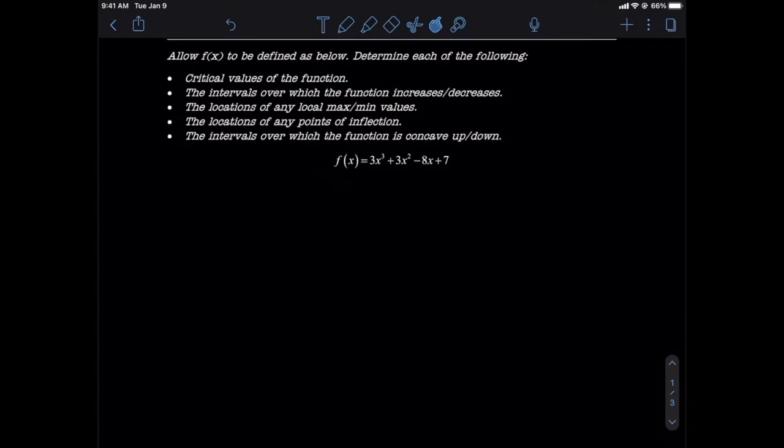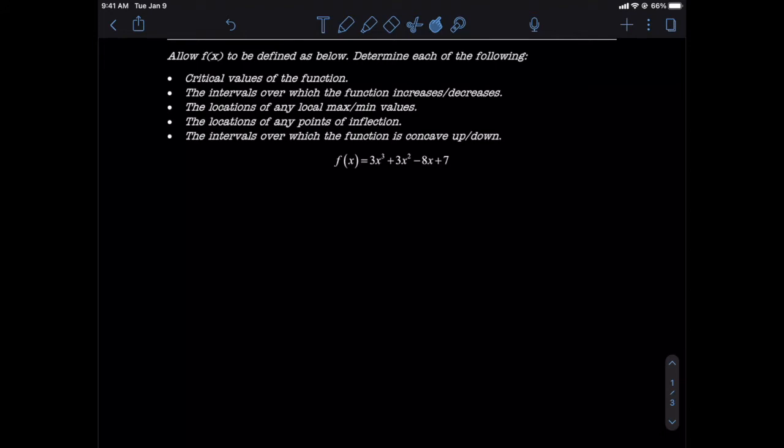So the function we're dealing with here is f of x equals 3x cubed plus 3x squared minus 8x plus 7. And we are asked to find a whole lot of information here, folks. We want critical values, intervals over which the function increases and decreases, the locations of any local max or min values, the locations of any points of inflection, and the intervals over which the function is concave up or down. Sounds like a lot of work, but most of it comes down to doing two things: finding the first derivative, setting it equal to 0, and solving, and finding the second derivative, setting it equal to 0, and solving.